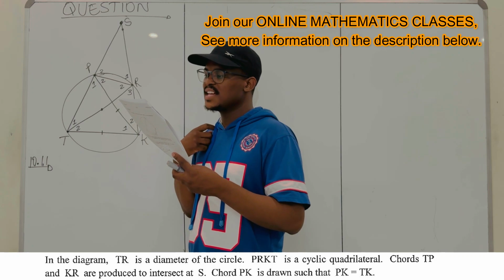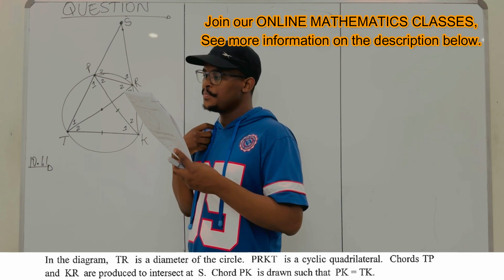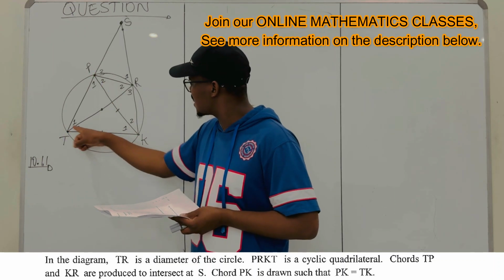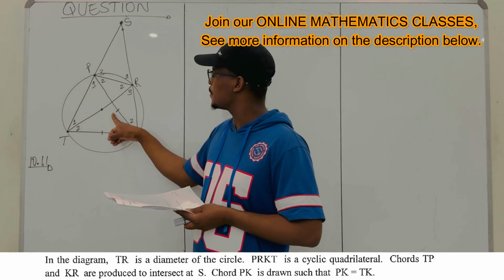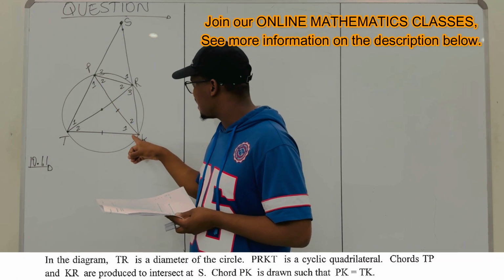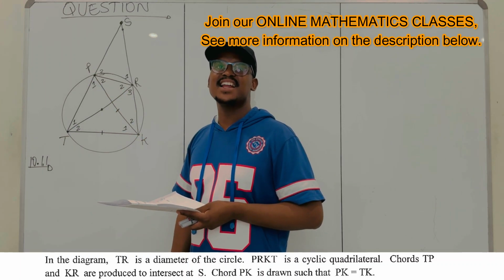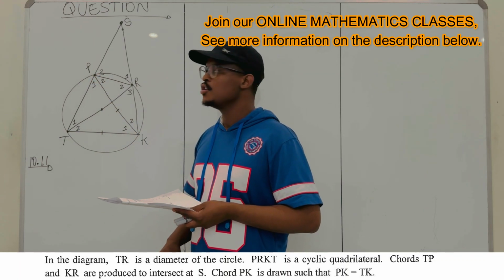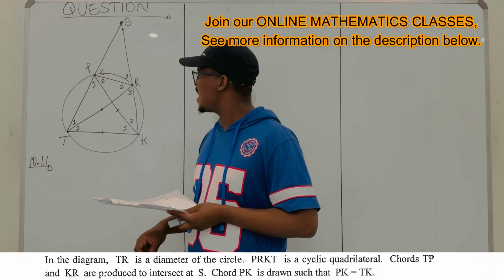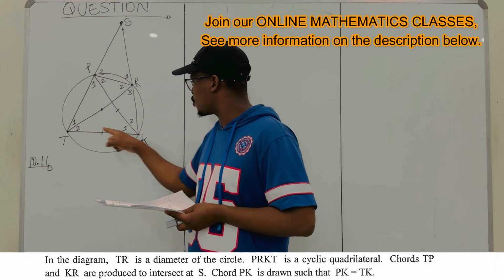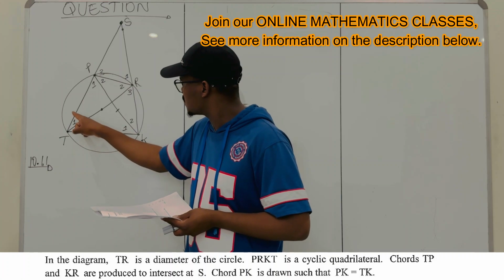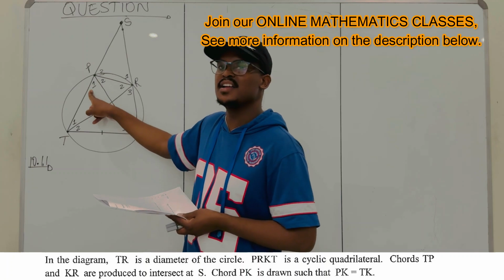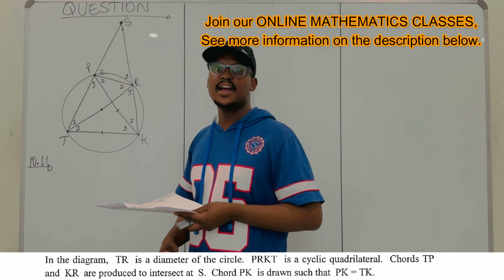They went on to say that PK is drawn such that PK is equal to TK. So this length is equal to this length over here. If you look at triangle PKT, you are looking at an isosceles triangle. You know that in an isosceles triangle, the angles facing equal sides are going to be equal. Look at this side and this side. This angle T1 and T2 is facing this side. This angle P1 is facing that side, so this angle and that angle are equal. The base angles of an isosceles triangle are equal.